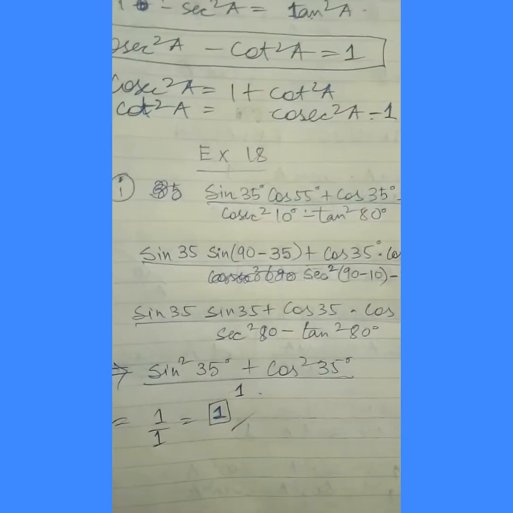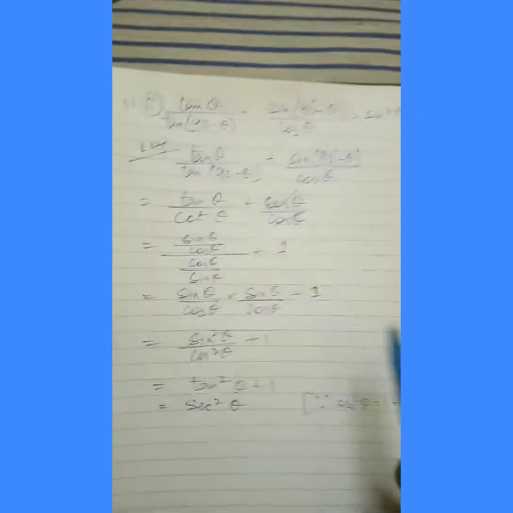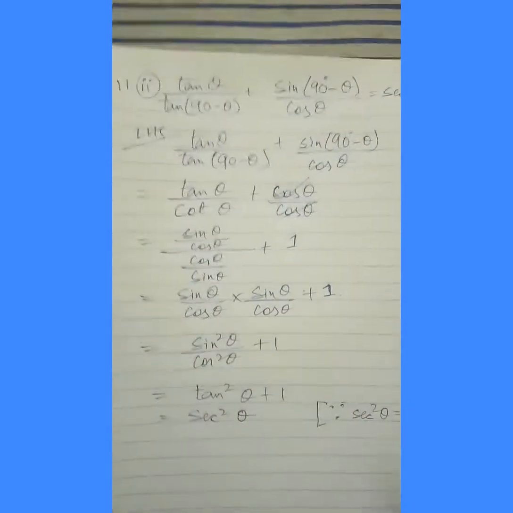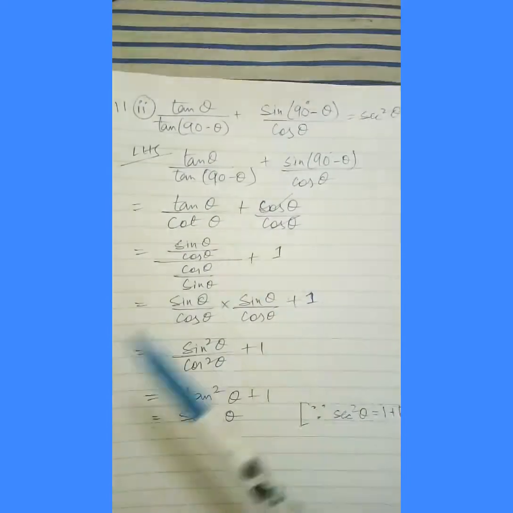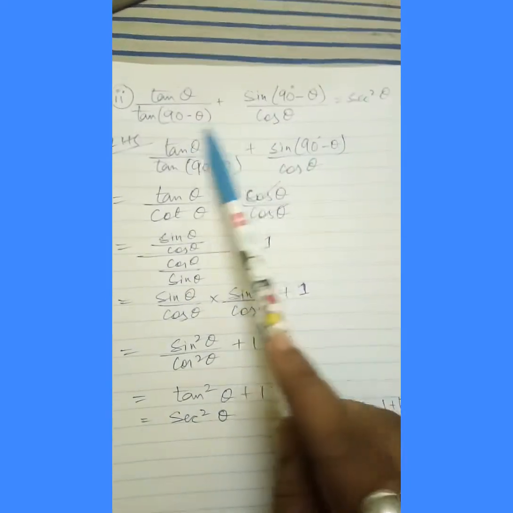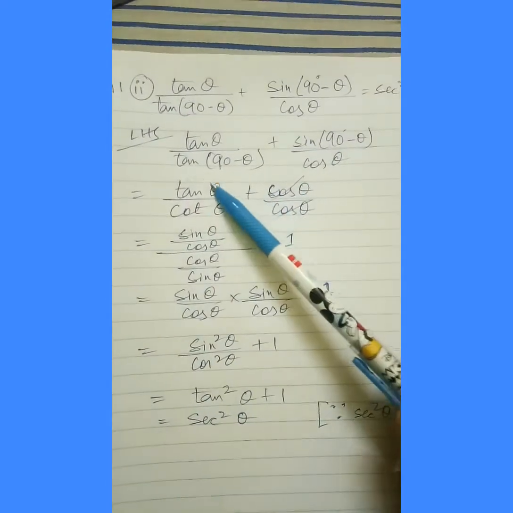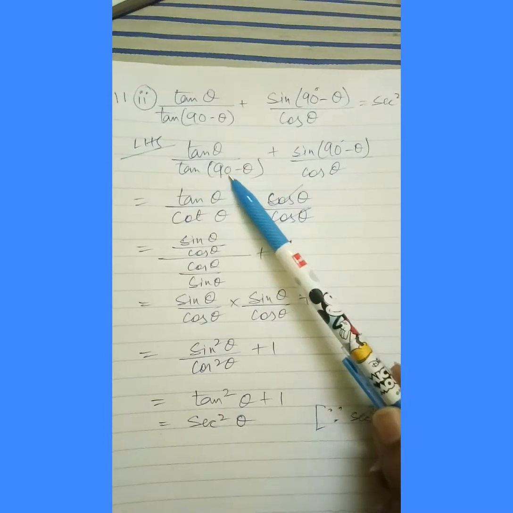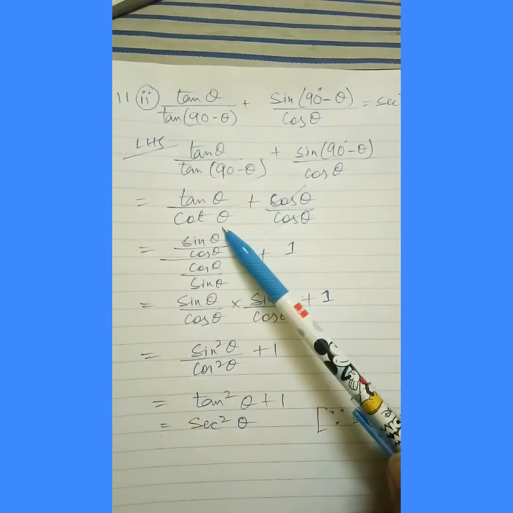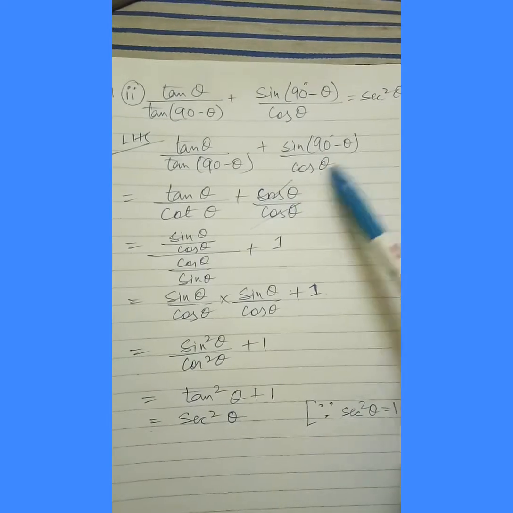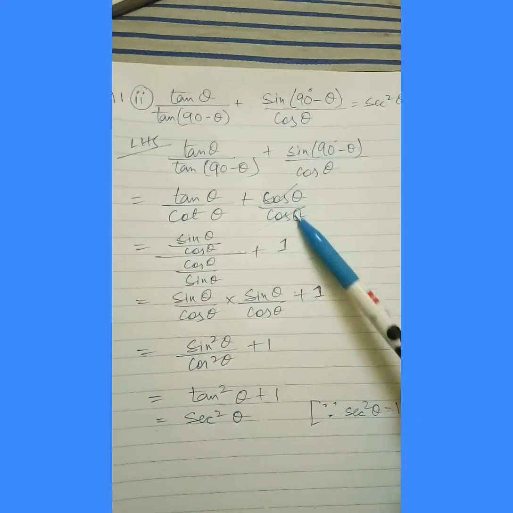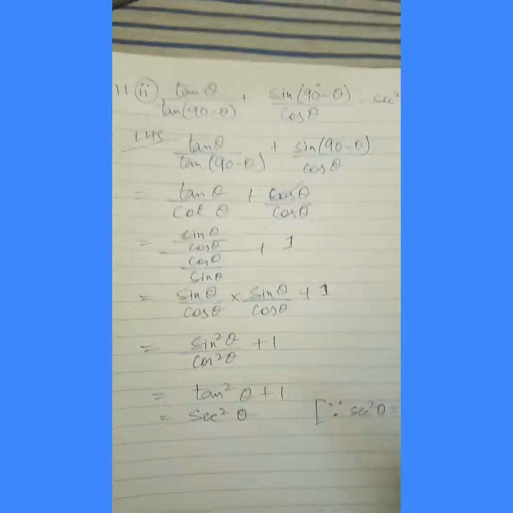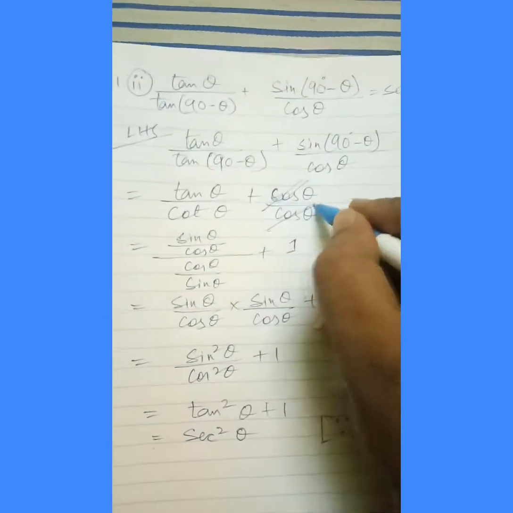Okay. Next, one more question from 11 Roman 2 we are doing. It is given that you have to prove. Now I have written the left hand side over here. I can easily say these are complementary. Tan (90 minus theta) means I can write cot theta. Here also sin (90 minus theta) means cos theta. Now cos and cos are coming, this will be cancelling out. Clear? This is cancelling out, this is also cancelling out.